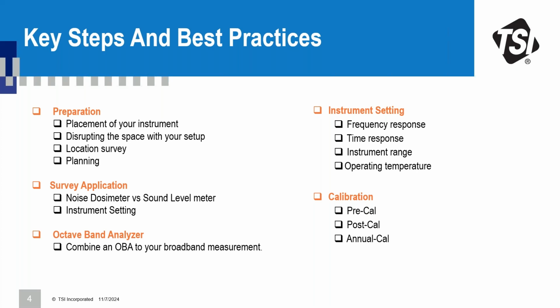You're looking at an area monitoring versus a personal monitoring type of thing. And the instrument setting, all the way from the weighting network to the time frequencies and the instrument range. Octave Band analyzer, right? Again, a lot of you have an Octave Band analyzer on your SoundPros, but often you don't know how to take advantage of it, or you don't know what other applications you might be able to use it in, right? And then we'll cover calibration, pre-calibration, post-calibration, why those are important.